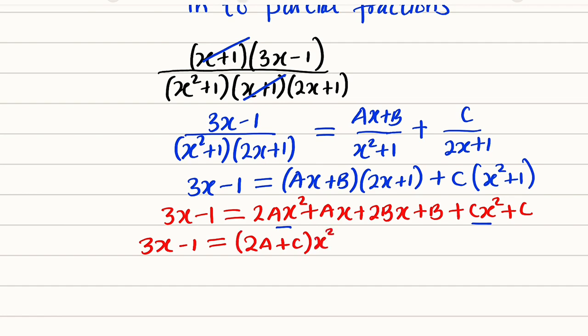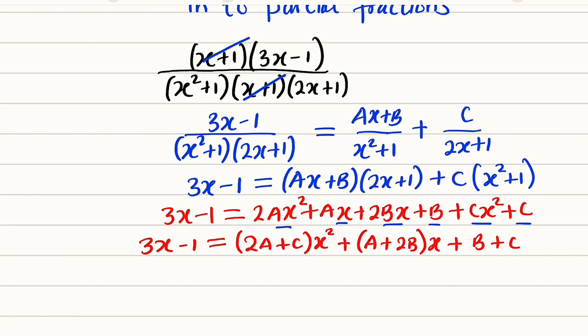Then let us bring those with only x. One here, the other one is here. We have a plus 2b, all multiplied by x. We just factored out x. Then lastly, we have our constants, b and c. b plus c. Now we are going to solve this equation by relating the coefficients.